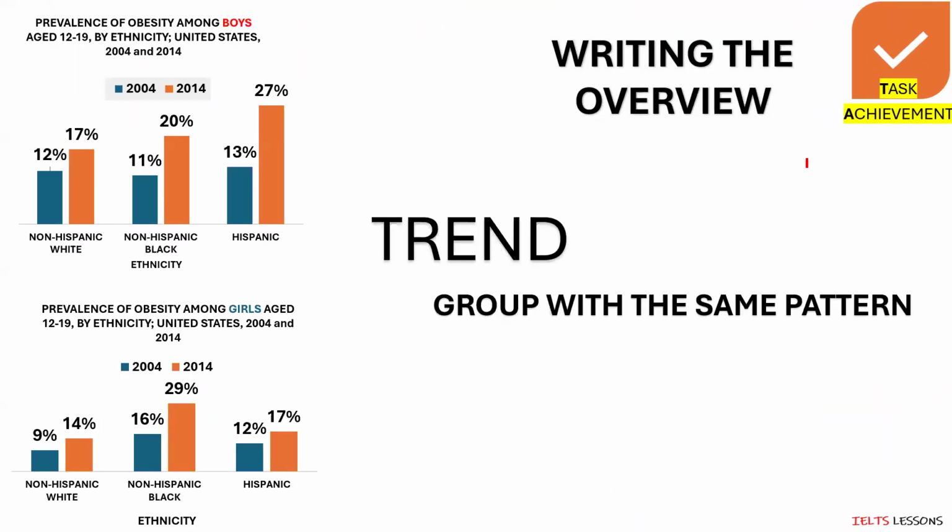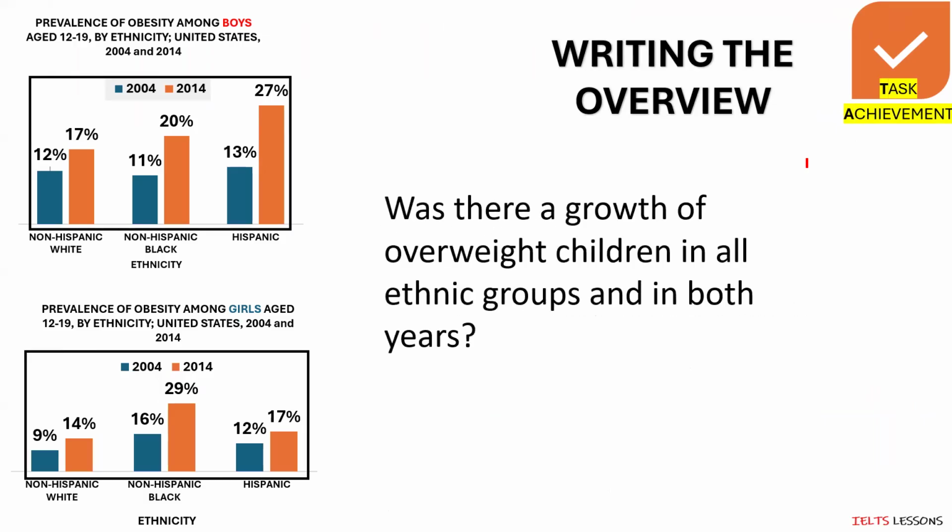Now, like this, in this case, again, we have to identify the group with the same pattern. That is the most obvious thing there. So which group had the same pattern? As you can see here, there is a growth, okay? So the clear pattern here is that there is a growth, obviously, in both. So what does this graph show?